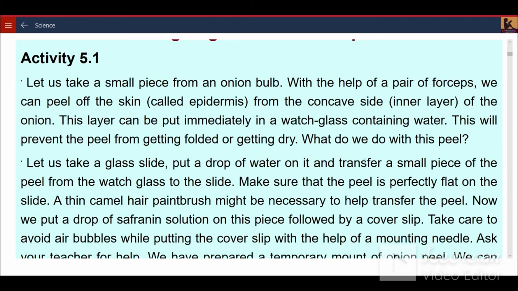Now why do we use a microscope? We use a microscope as it enables us to see those things that can't otherwise be seen with the help of the naked eye. It has the property to magnify objects, and this was discovered by Anton von Leeuwenhoek.